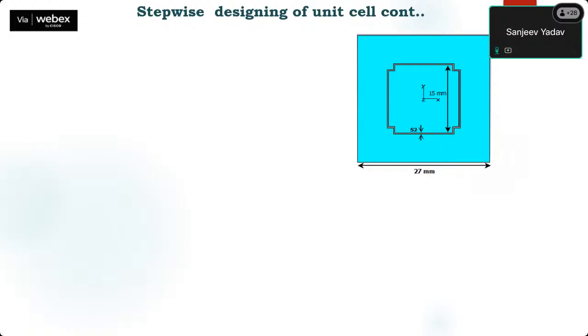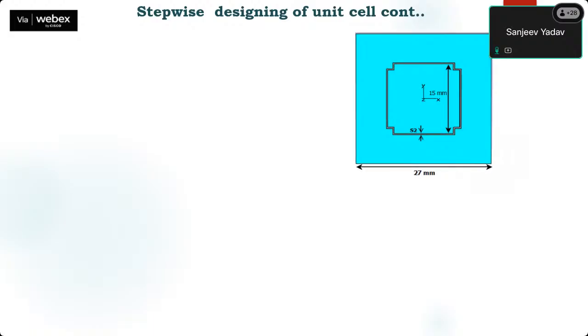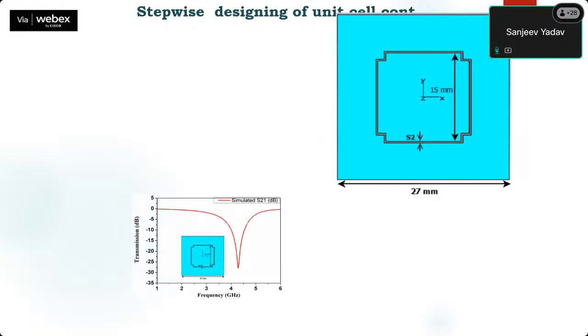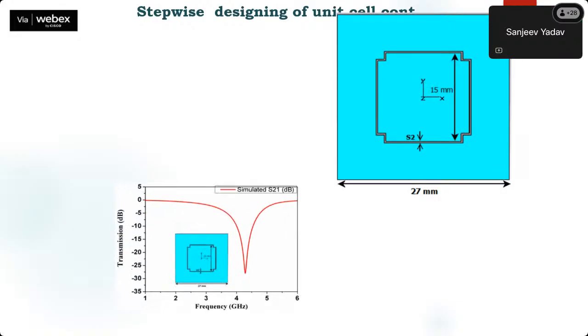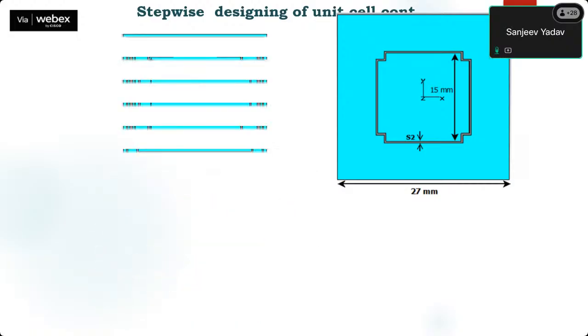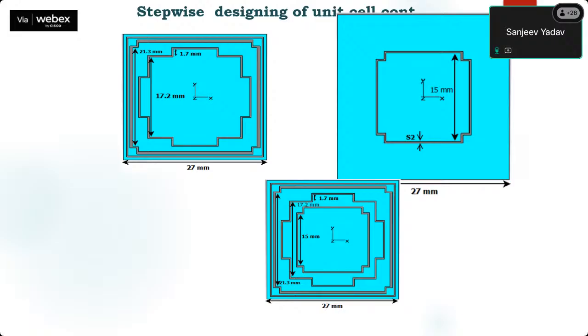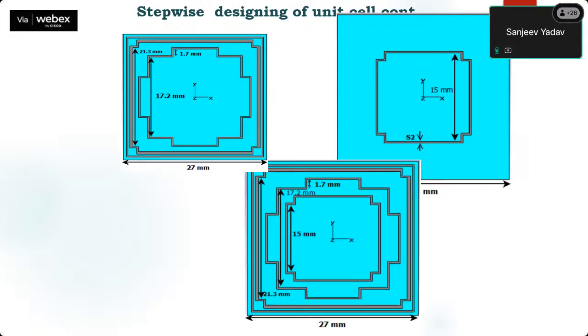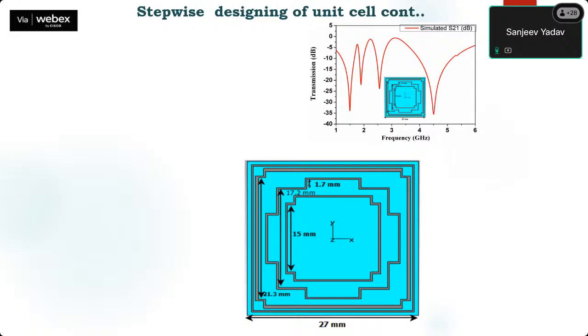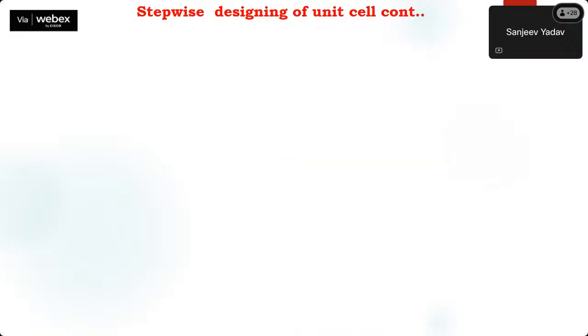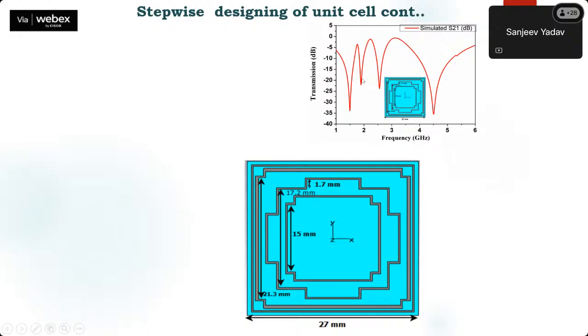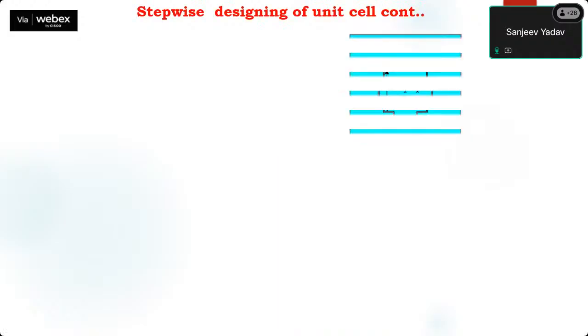Now again, we go for the 4th ring. For that, we are getting approximately 4.5 gigahertz by simulating that alone. Now we again combine the previous 3 rings with this ring. So we have reached 4 rings, and we are getting these 4 bands. Here you can see 1, 2, 3, and 4 resonant bands. We are getting 4 transmission bands by combining all 4 rings.